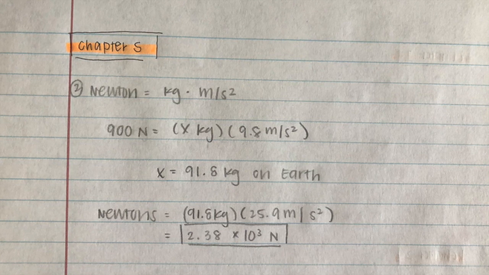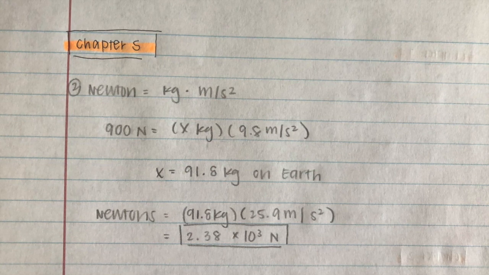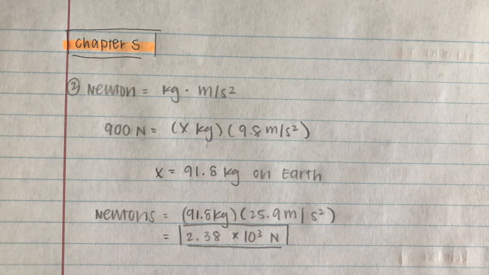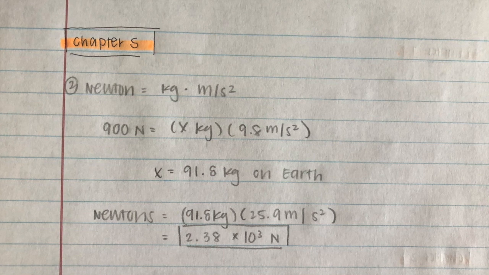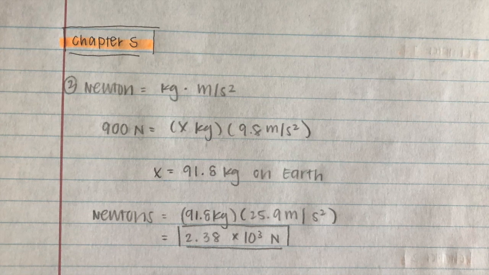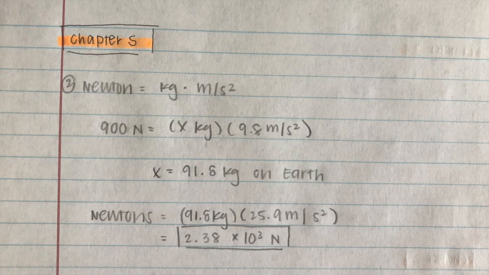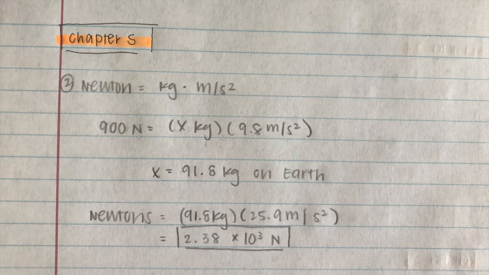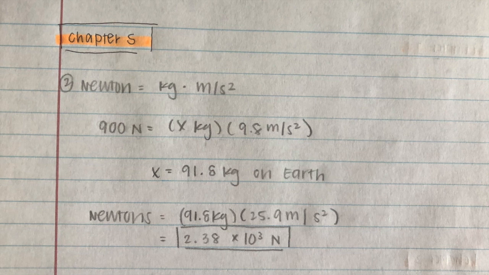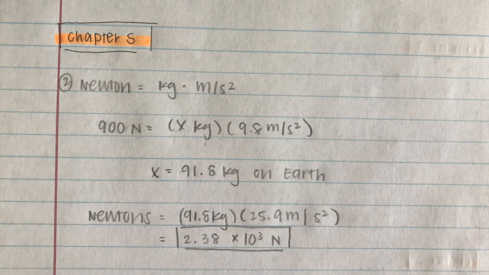After solving for the mass in kilograms, it is determined that he weighs 91.8 kilograms, and that value is going to be inputted into the same equation, force equals mass times acceleration, but in this case, acceleration is going to be 25.9 meters per second squared, because that is the free fall acceleration found on Jupiter. Once we plug in 91.8 kilograms into the equation, we get that the force exerted on the man on Jupiter is 2.38 times 10 to the third power newtons.